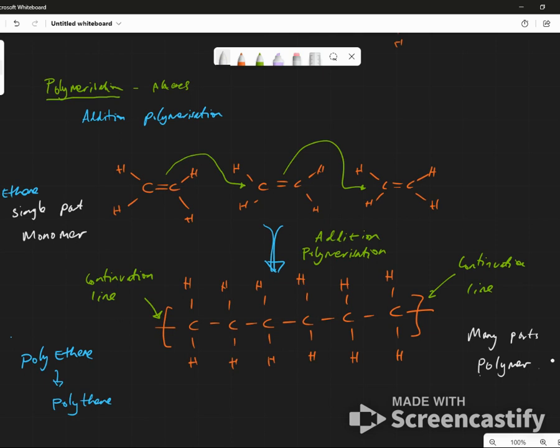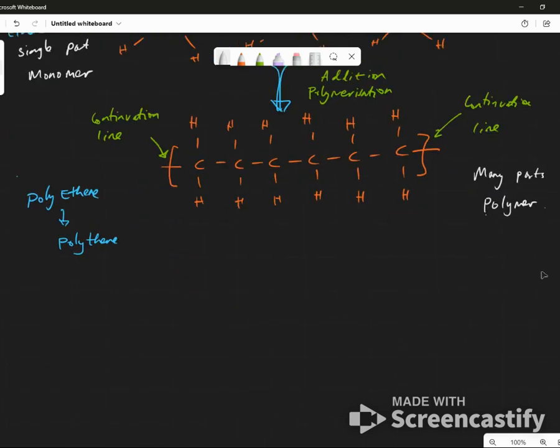And the type of polymerization is known as addition polymerization. Okay, so we're good there. And you can only get this kind of polymerization if you have a double bond, or a triple bond for that matter.